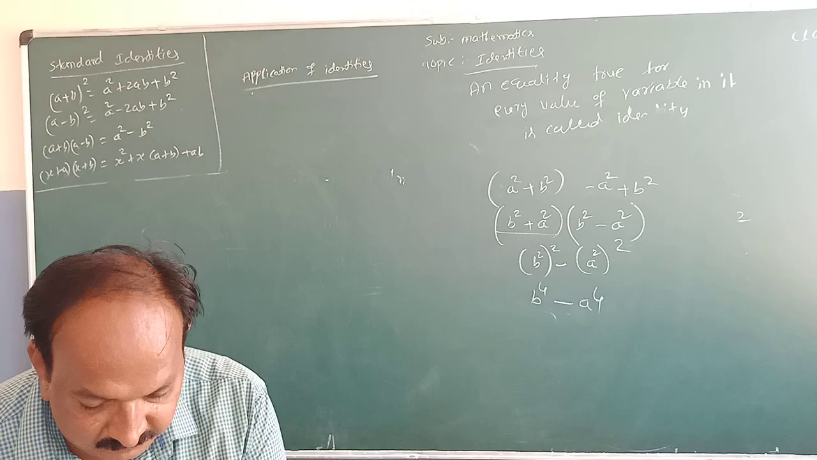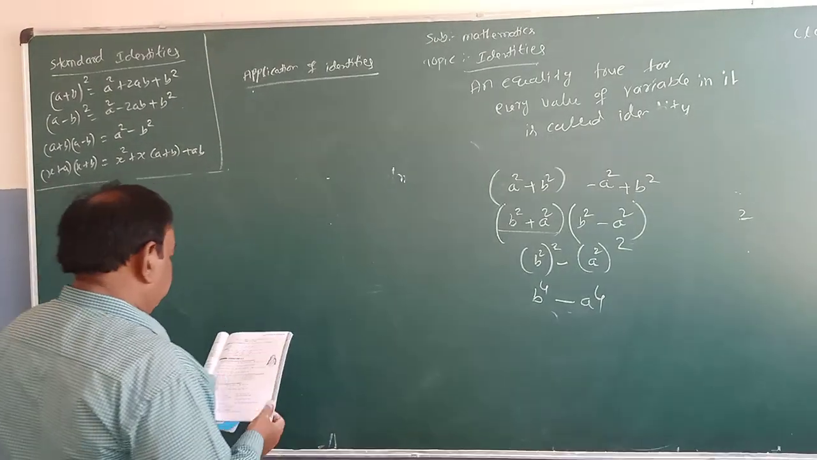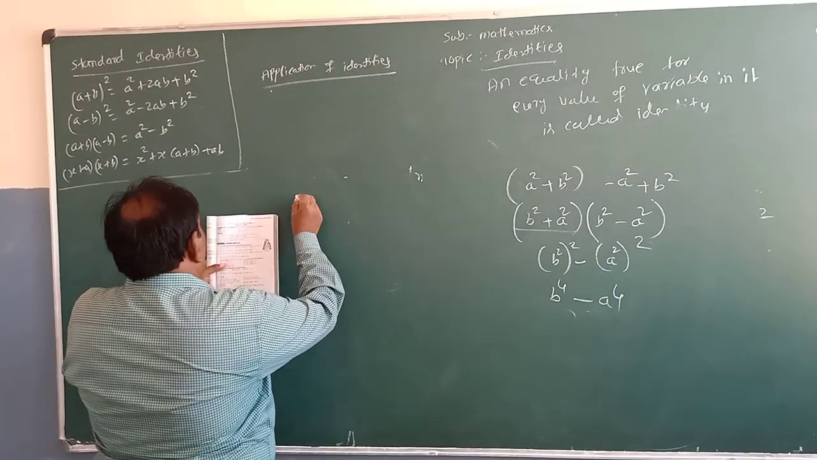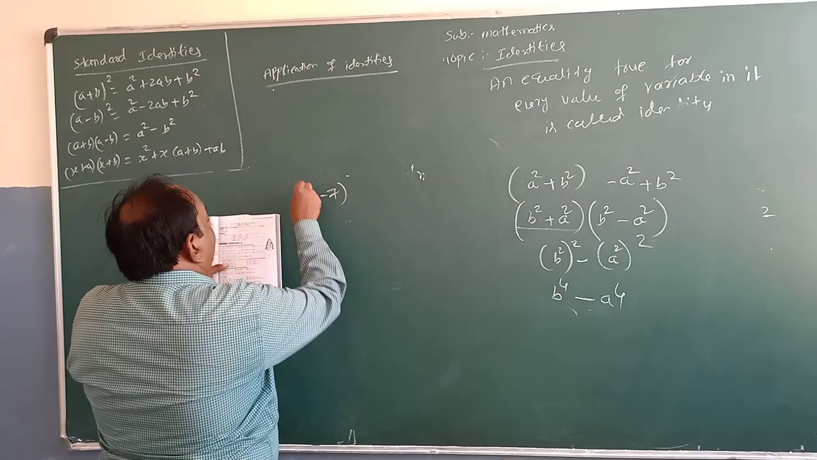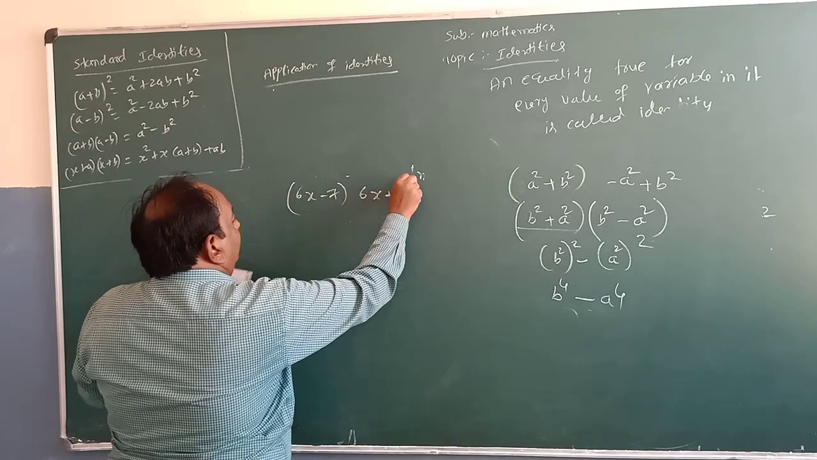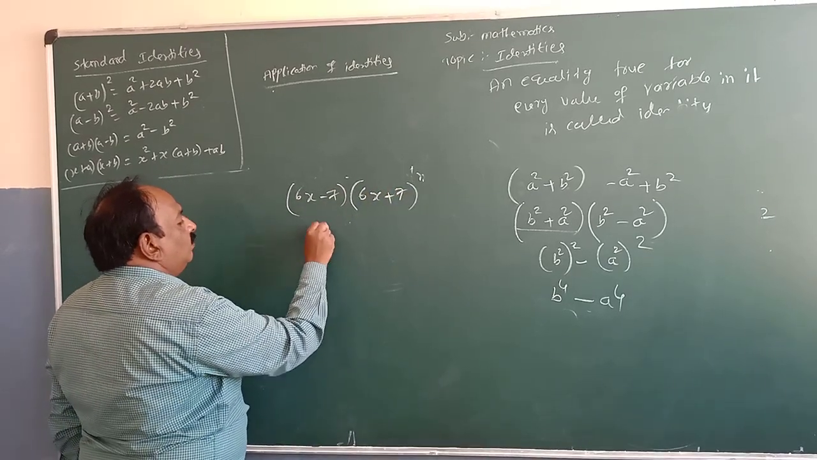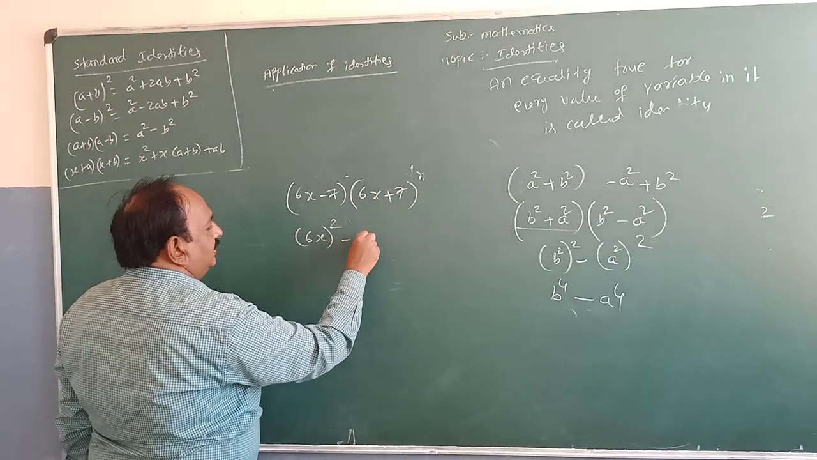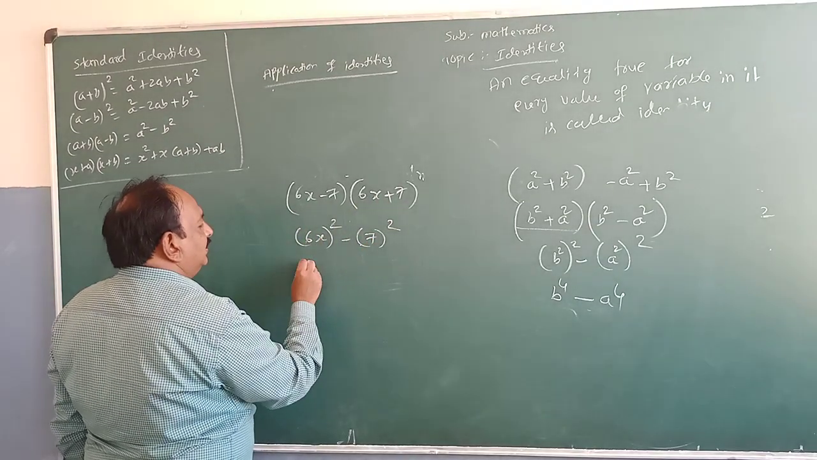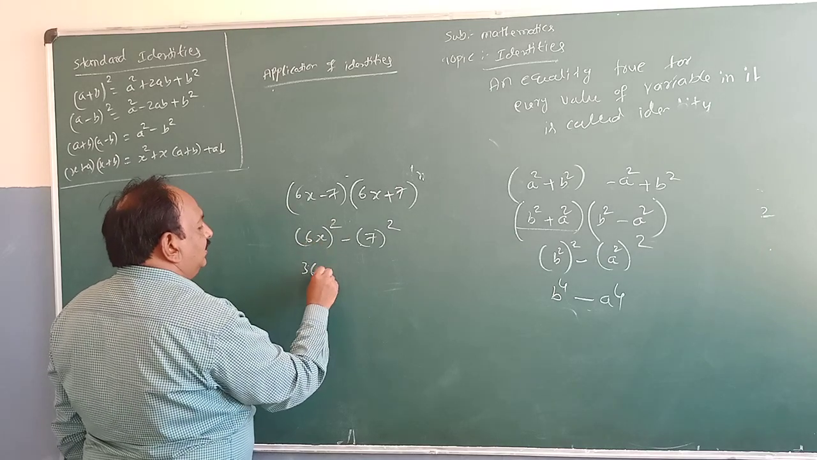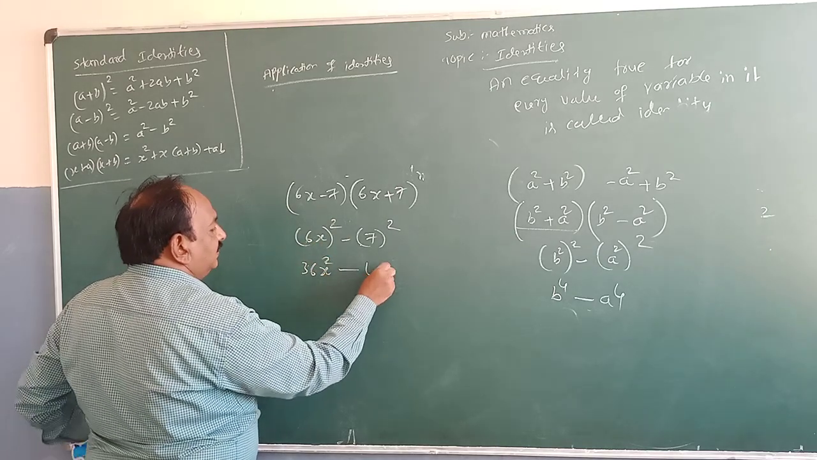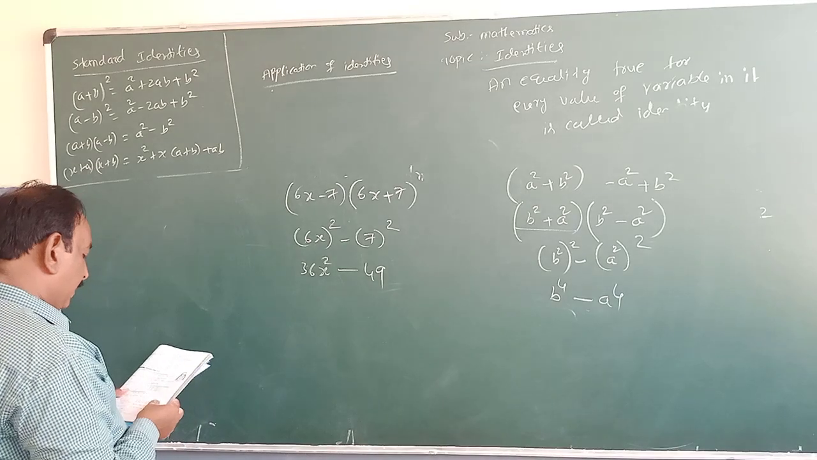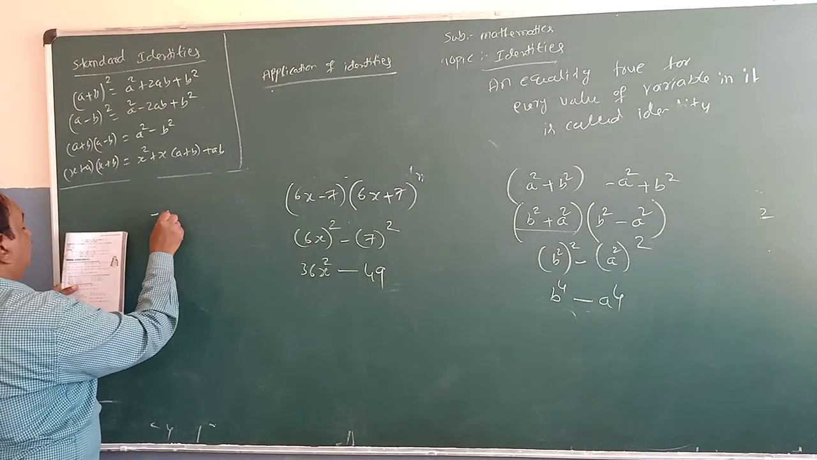Next problem. (6x − 7)(6x + 7). This is of the form (a − b)(a + b), so (6x)² − 7². 6 6s are 36, x into x, x²; 7 7s are 49.